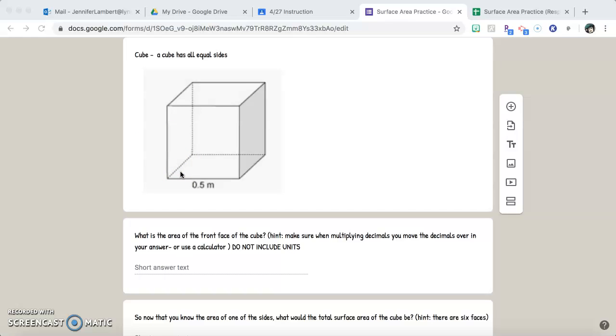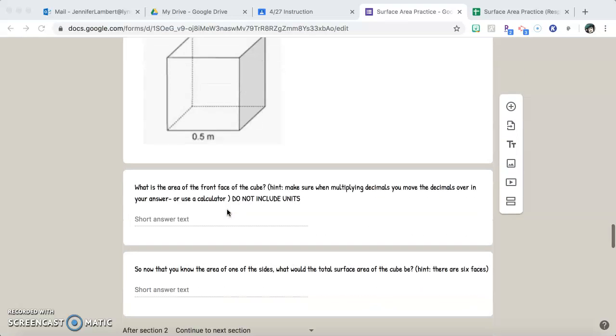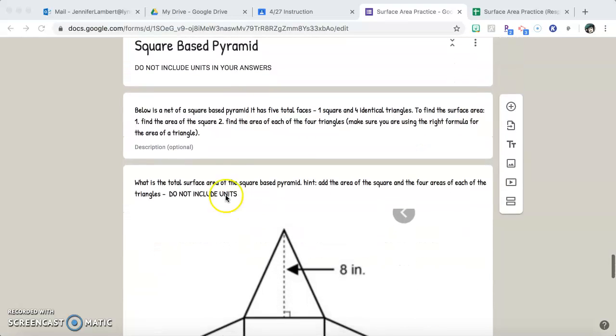So I add up 0.25 plus 0.25 plus 0.25 plus 0.25 plus 0.25 plus 0.25, and I get 1.5, or I could do 0.25 times 6. Lastly, the square-based pyramid.